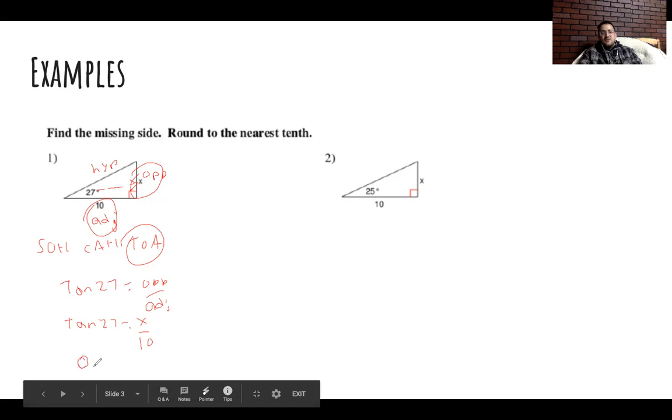And tangent of 27 was about 0.507. I'd say about 3 decimal places is good to round. And then you want to multiply by 10 on both sides to get X. So X is equal to 5.07.